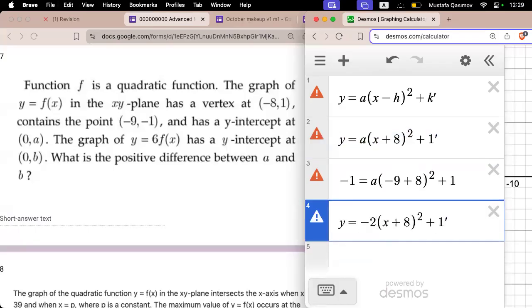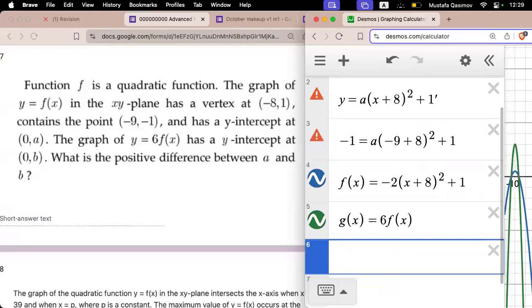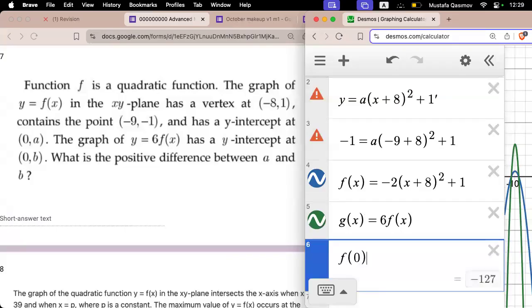Then after that, we found the equation. Then write f of x instead of y, like that. Then say that we have another function which is equal to 6 minus f of x, like that. Then it says, what's the difference between their y-intercepts? Right here, f of 0 minus g of 0.